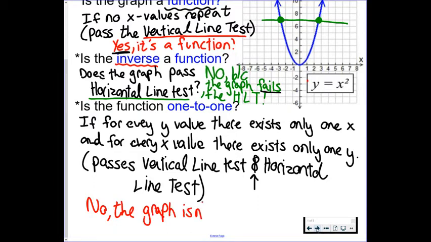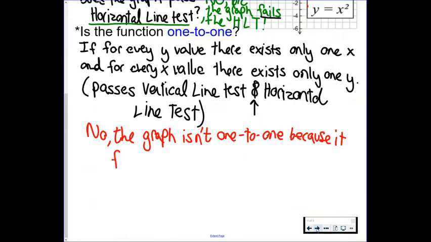is not one-to-one because it failed the horizontal line test. And I'm fine if you want to abbreviate that, HLT.